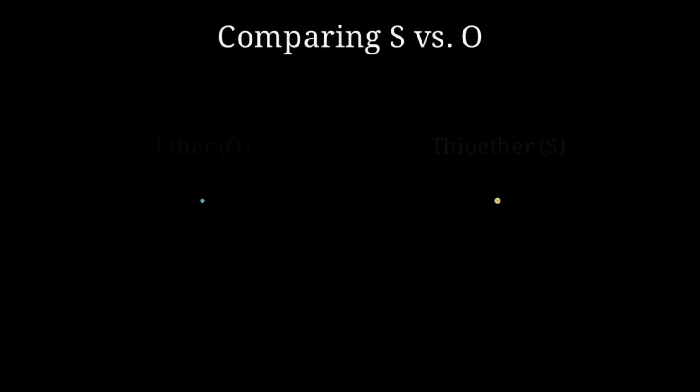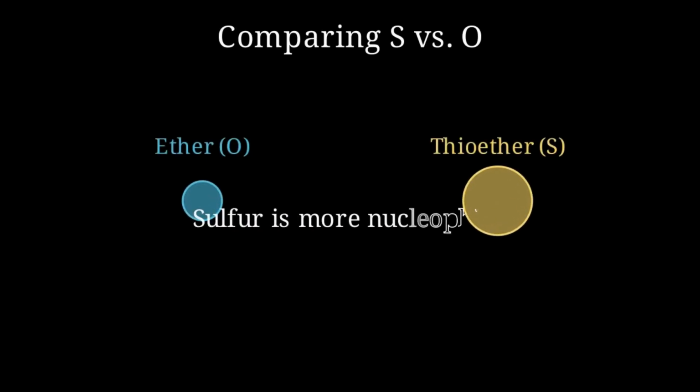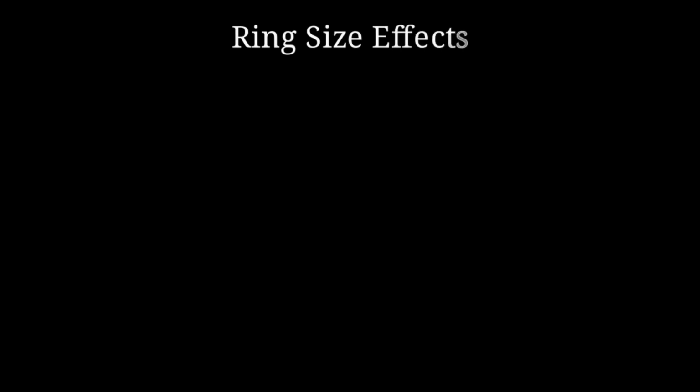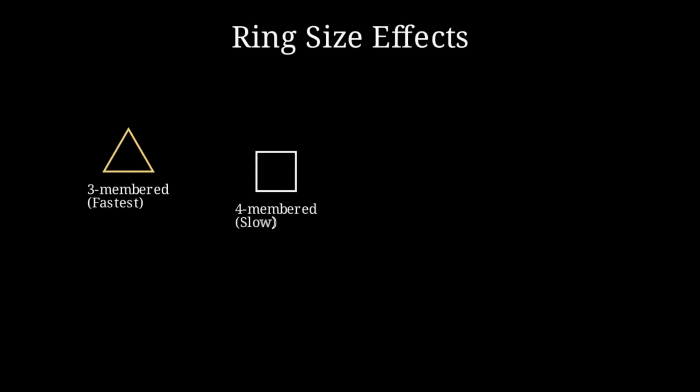Why is sulfur so effective at NGP? Compared to oxygen, sulfur is larger, more polarizable, and less electronegative. This makes the sulfur lone pair more available to attack the carbon center, making thioethers far better at NGP than their oxygen counterparts. The distance between the sulfur and the leaving group matters. Participation is most efficient when it forms a three-membered or five-membered ring. These configurations allow for the best orbital overlap and proximity for the internal nucleophilic attack.